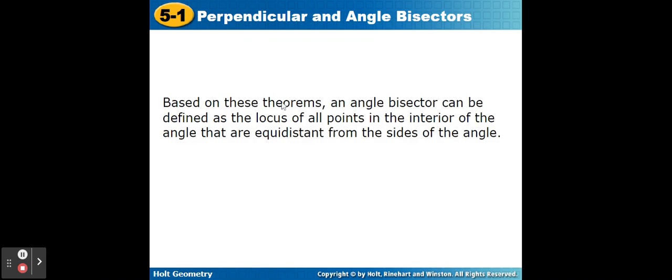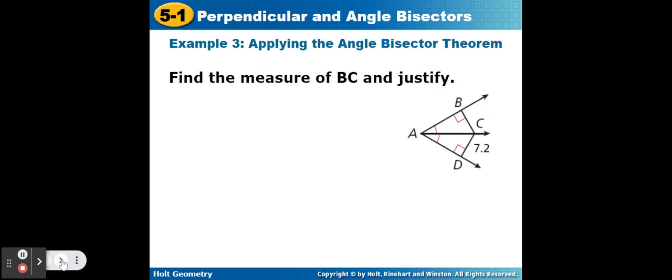So again, looking at the angle bisector as a locus of points, it is the locus of all points in the interior of the angle. So here we're looking at a ray that is passing through the interior of the angle, and all those points are equidistant from the sides of the angle. Remember, we are measuring distance along the perpendicular to the side of the angle.